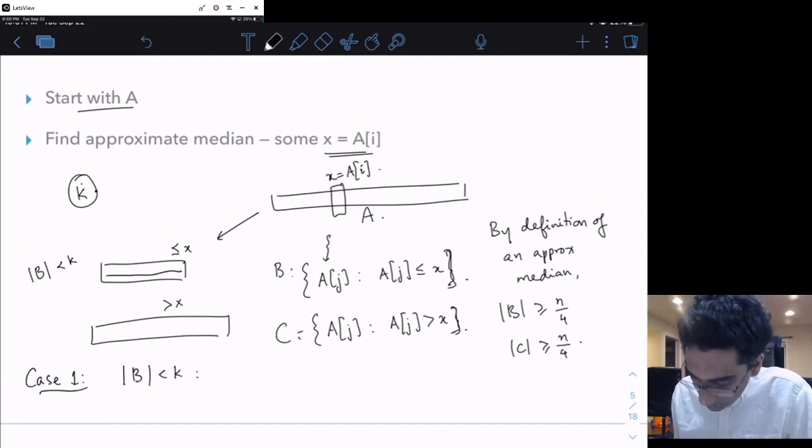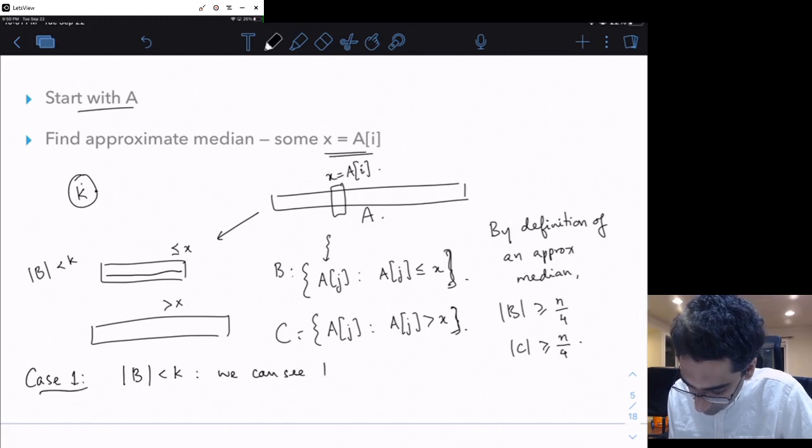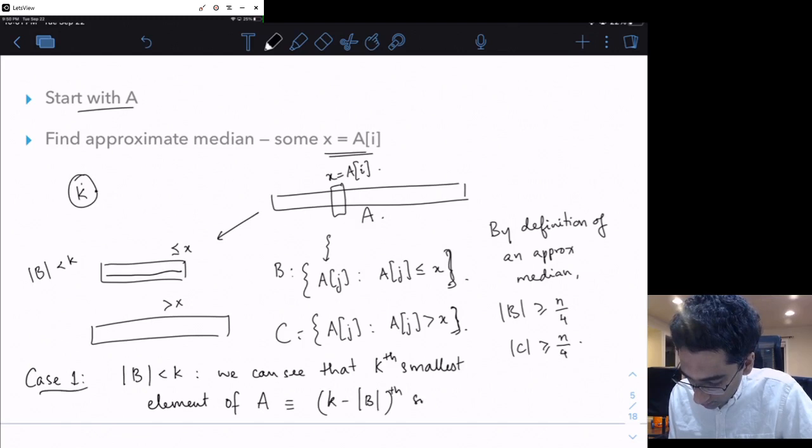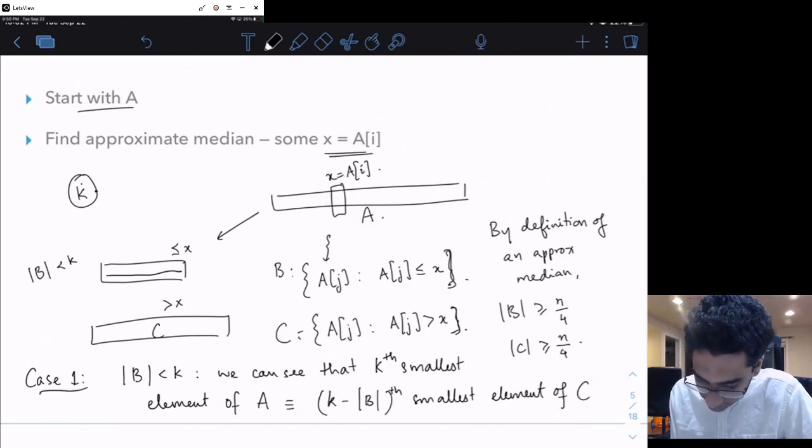Okay. So in this case, we claim that the kth smallest element of A is exactly equal to the k minus size of B smallest element of C. Okay, so this is array C.